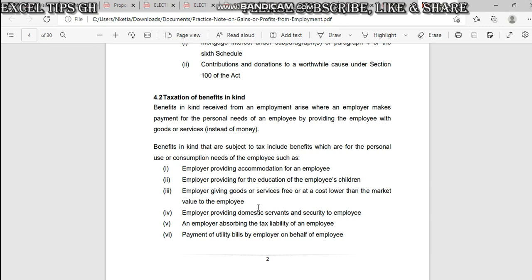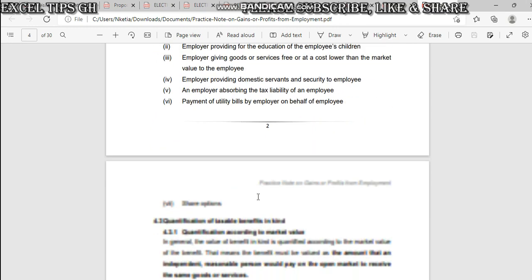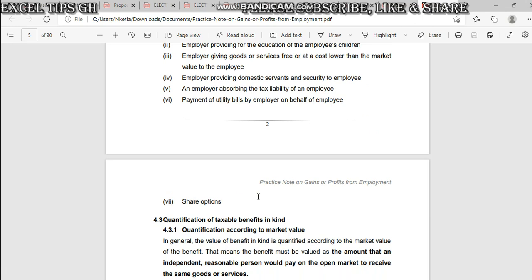And when an employer pays utility bills on behalf of the employee, that one also needs to be added back. There are share options too. When there is such a package, it needs to be added back. And there are other non-cash benefits such as fuel coupons, gift vouchers, etc. They are all non-cash benefits which need to be added back.